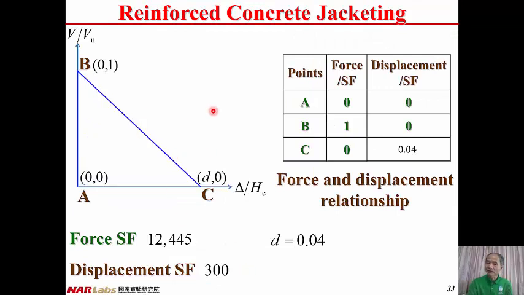And we can summarize the hinge properties. Point A equal to 0, 0, point B 0, 1, and point C 0.04, 0. And the force scale factor is the shear strength of the column, 12 ton-force. And the displacement scale factor is the clear height of the column, equal to 300 centimeters.